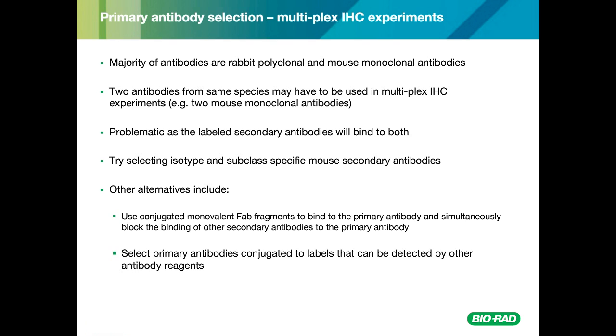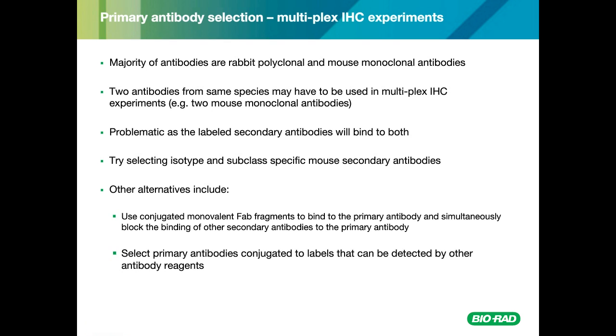For example, 2 mouse monoclonal antibodies. This is problematic as the labeled secondary antibodies will bind to both primary antibodies. One solution might be to select isotype and subclass-specific mouse secondary antibodies. For example, for the detection of mouse IgG1 and IgG2b primary antibodies, labeled anti-mouse IgG1 and anti-mouse IgG2b secondary antibodies could be used. Other alternative solutions include the use of conjugated monovalent subfragments that bind to primary antibodies and simultaneously block the binding of other secondary antibodies to the primary.